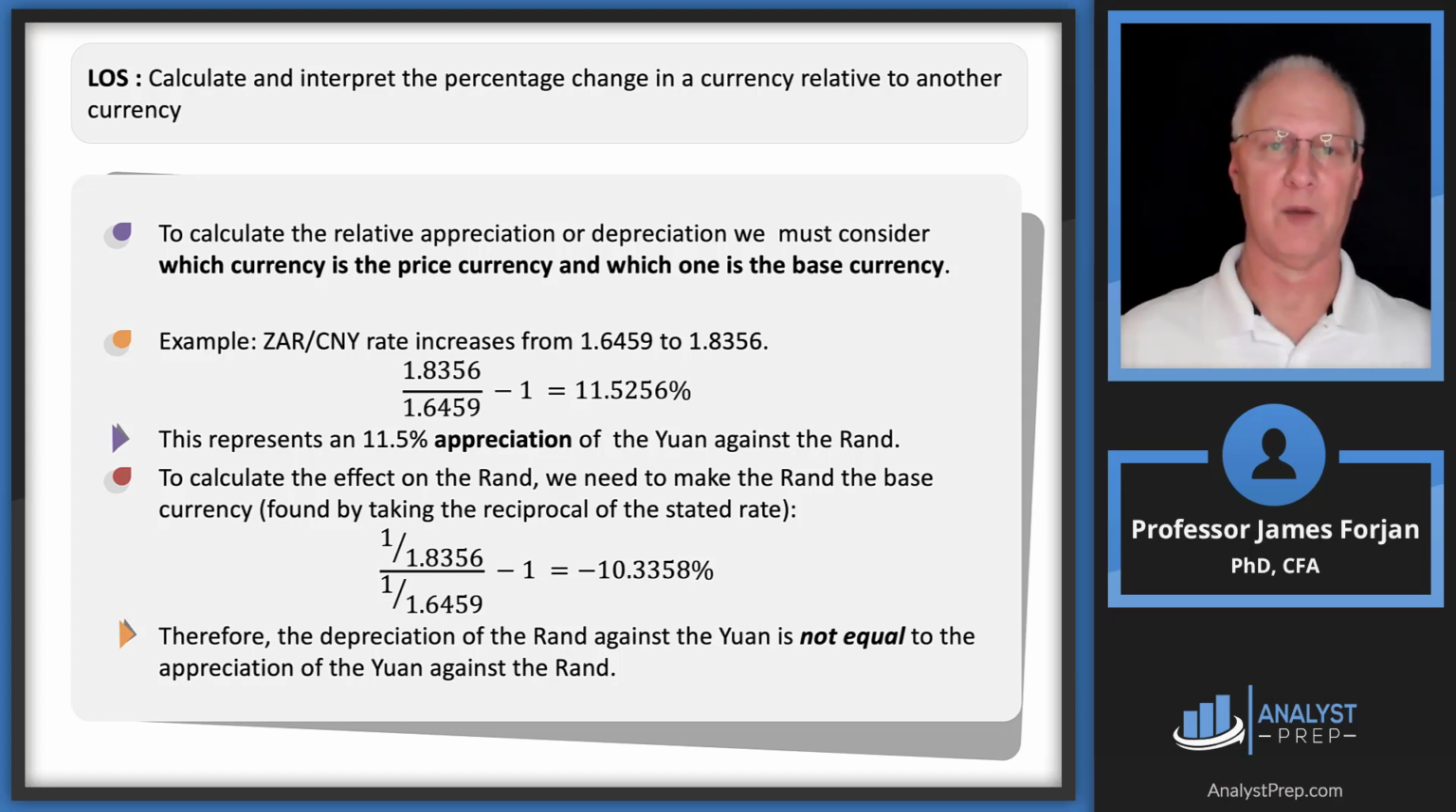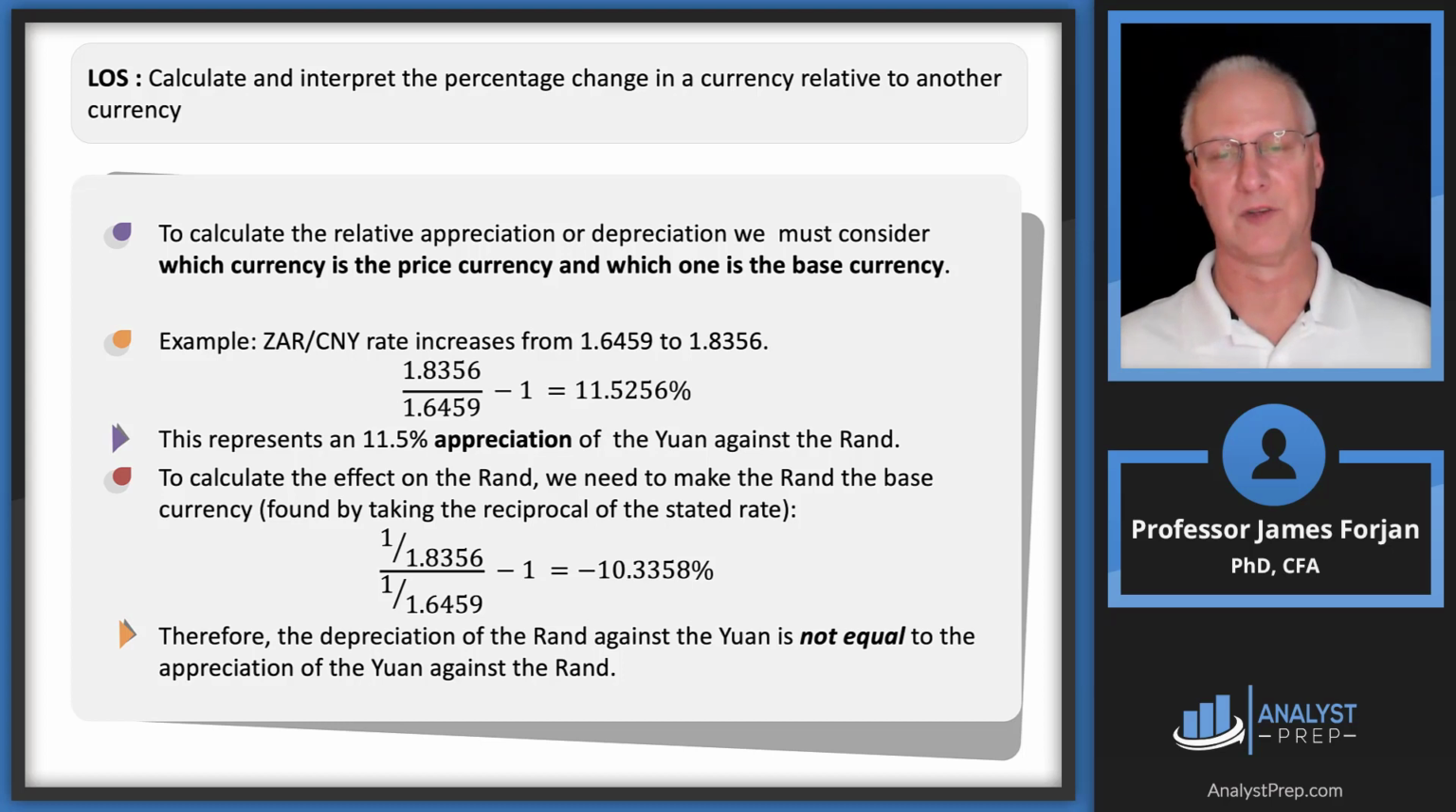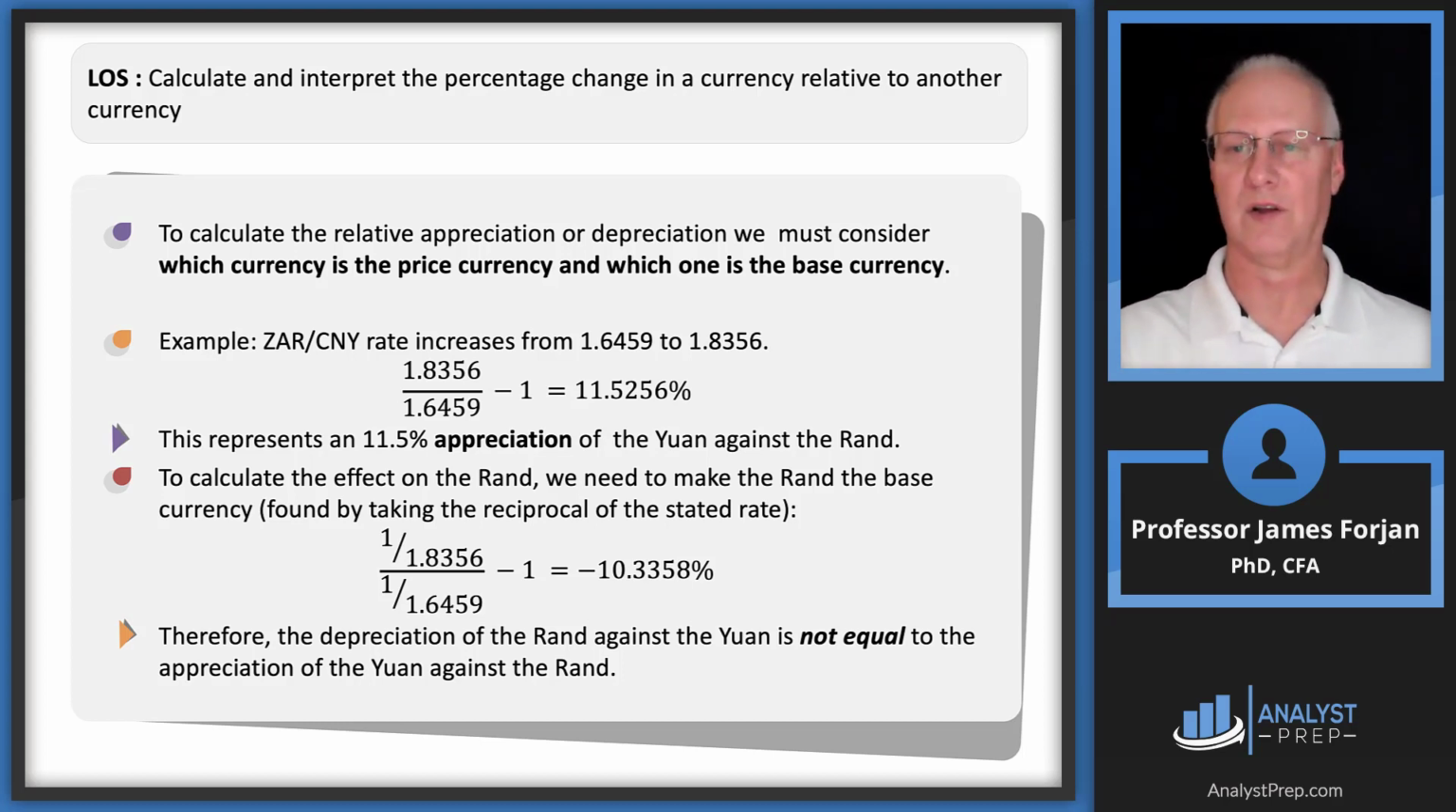When one currency appreciates against another currency, then that automatically means that the other currency has to depreciate. So we need to make sure that we keep our numerators and our denominators in the right place. So let's go back to that spot rate. What was that from a previous slide? 164.59. Let's suppose that it changes to 1.8356. So look at the rand as in the numerator, right?